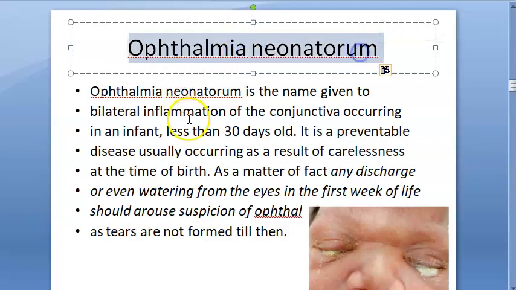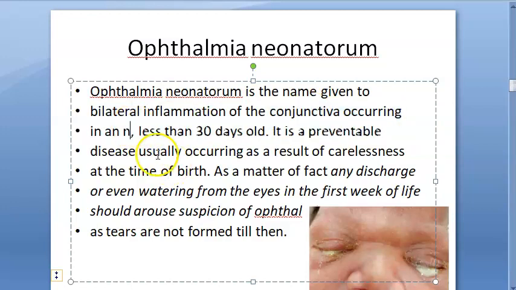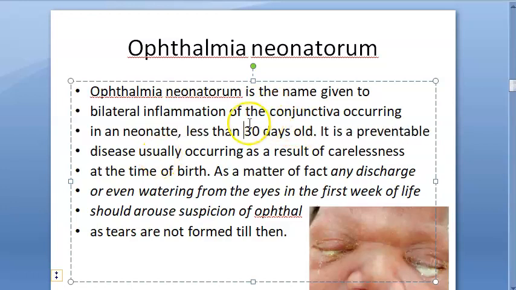Hello people, in this video let us look at ophthalmia neonatorum. Basically it is the bilateral inflammation of the conjunctiva occurring in the infant. Actually it's a neonate, right? Neonate, less than 30 days old. You can say less than 28 days old because that is the definition of a neonate, isn't it?